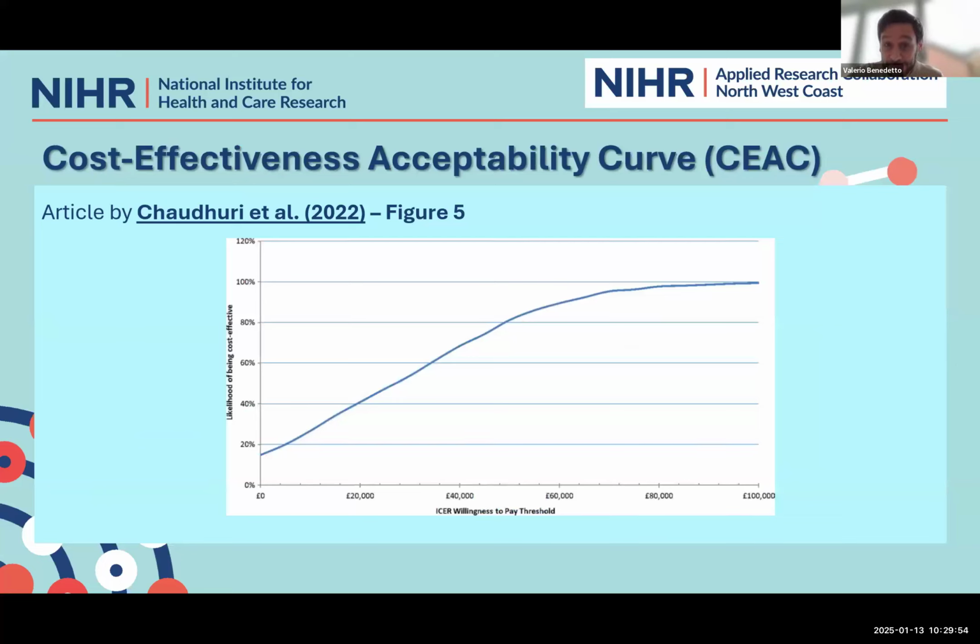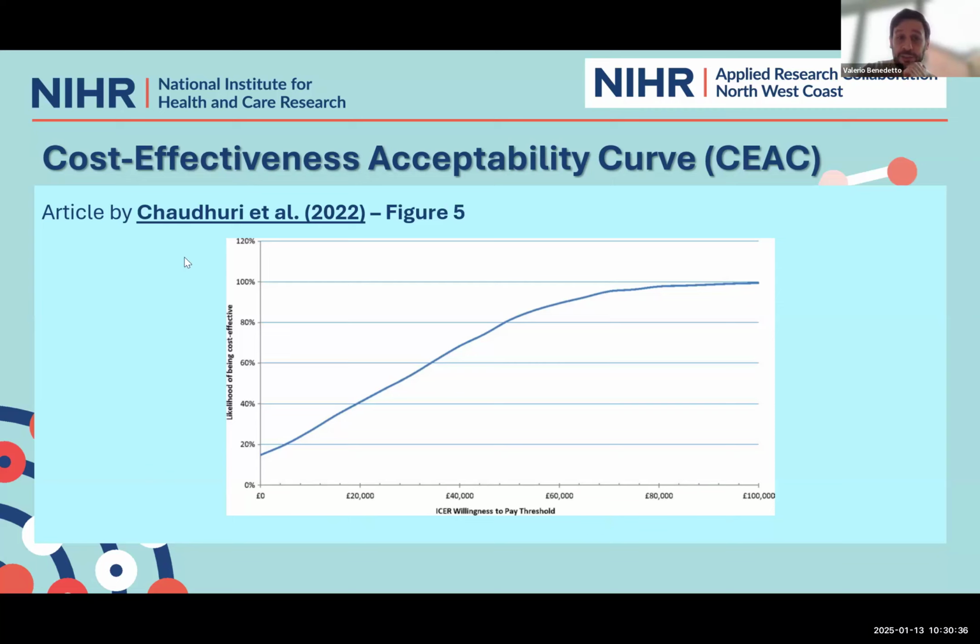Cost effectiveness acceptability curve. Now, what we're trying to do with this figure here is to start thinking about uncertainty around the willingness to pay threshold. As Andy was saying before, we have a threshold which is defined by NICE between 20 and 30,000 pounds per quality gained. It is not really a fixed rule, so there could be some leeway in terms of this threshold. So with this graph, we're trying to understand, okay, what if we modify the threshold? What is the probability of the intervention being cost effective at different willingness to pay thresholds?